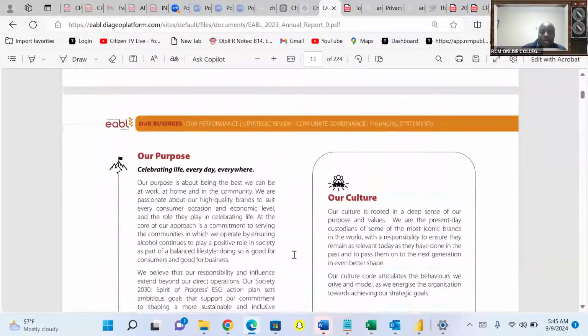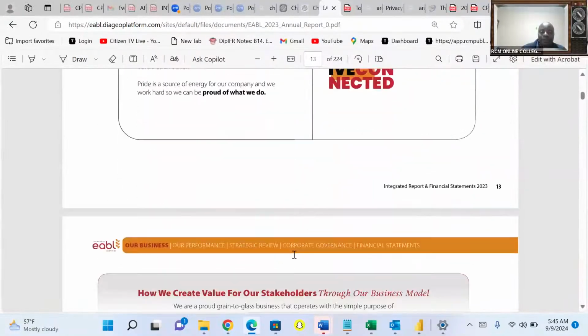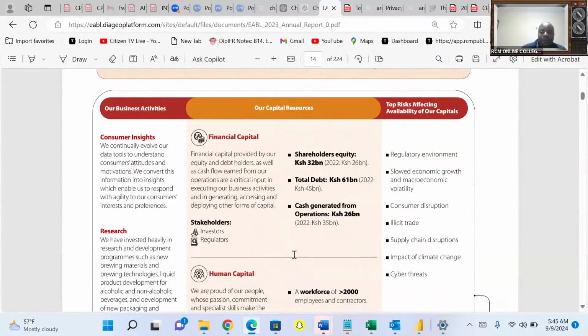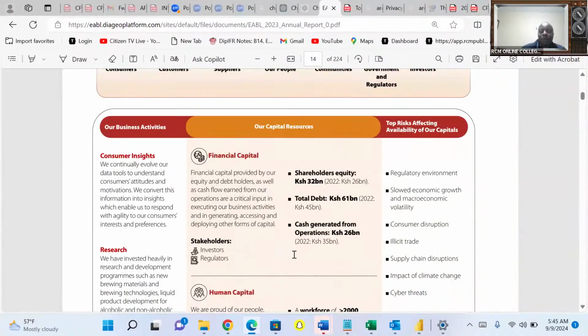So talking about their brands, they're talking about this capital, the financial capital, the human capital. I would want you to take time and read this. So financial capital provided by our equity and debt holders, as well as cash flow from our operations, are a critical input in executing our business activities and in generating, accessing, and deploying other forms of capital.